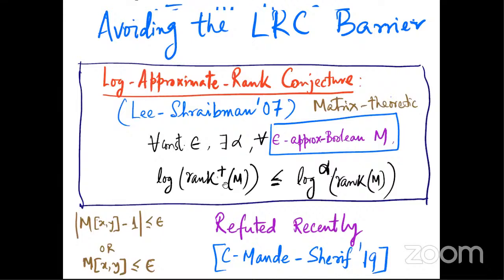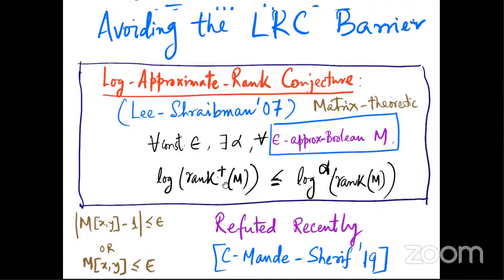last slide. We sort of avoid this by going to what's called the log approximate rank conjecture, which was also posed by Lee and Shraibman. What it states is that, suppose your matrix is no longer Boolean, but an approximately Boolean matrix, meaning entry-wise, every entry of this matrix is very close to being Boolean. Then this approximate rank conjecture, which seems a much stronger form than the Boolean conjecture, says that even then, the non-negative rank should not be too much larger than the ordinary rank. This was the log approximate rank conjecture.